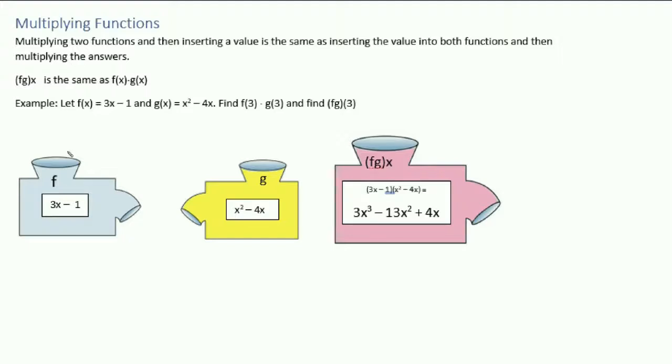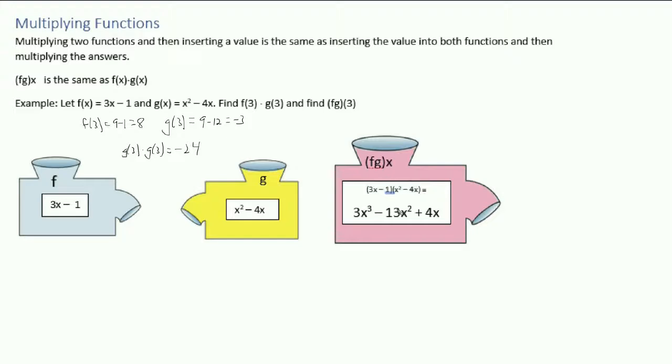Multiplying, it's going to be the same idea. We actually already know what all these are equal to. If we do f of 3 here, f of 3 was 9 minus 1, which was 8. G of 3 is 3 squared, which is 9, minus 4 times 3, which is 12, which is negative 3. So f of 3 times g of 3 is going to equal 8 times negative 3, which is negative 24. And then here we have them multiplied together.